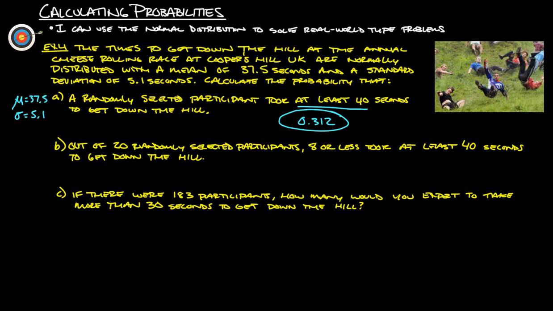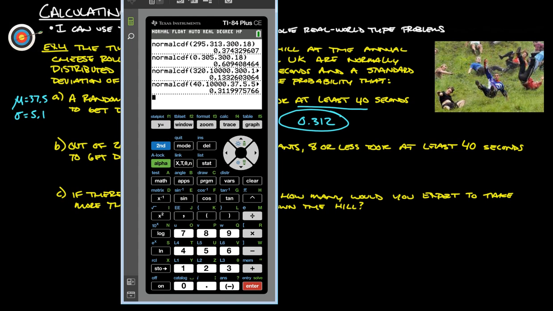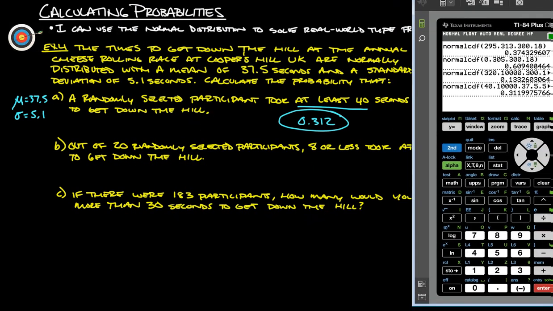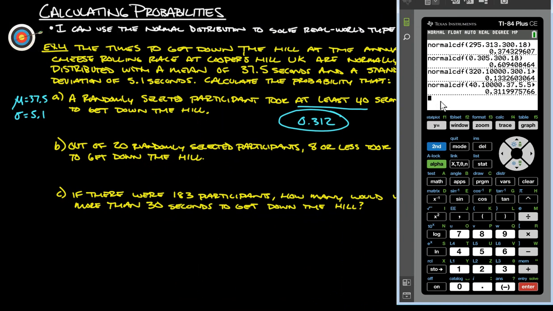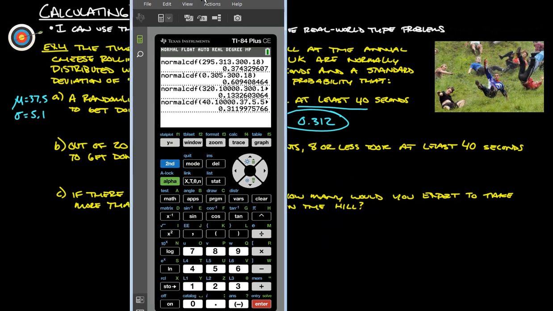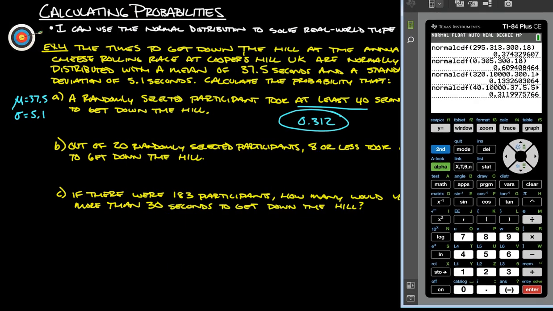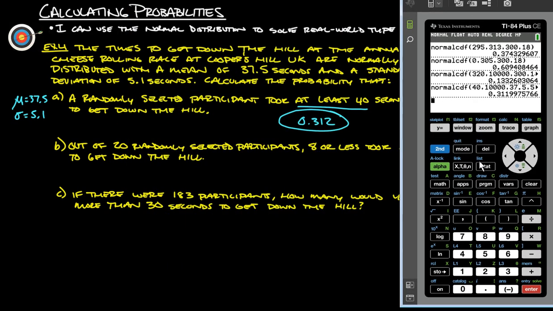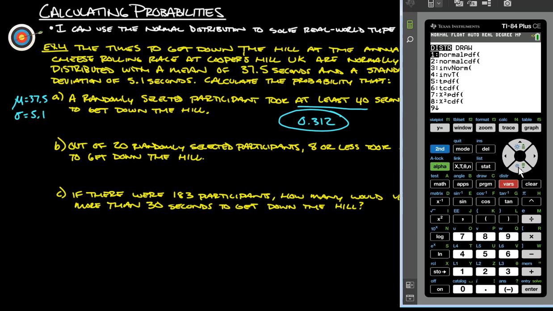Okay, so what we're going to do to figure this out is we are going to go back into our calculator, but instead of going back into the normal CDF, this is where we have 20 randomly selected participants. 8 or less took 40 seconds or more to get down the hill, right? At least 40 seconds to get down the hill. That is back with our, go back into distribution, and that is back to our binomial distribution, right?